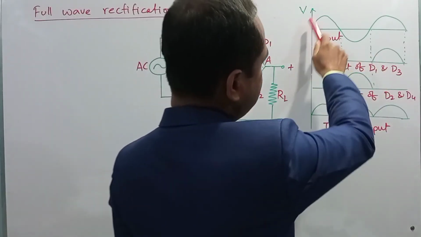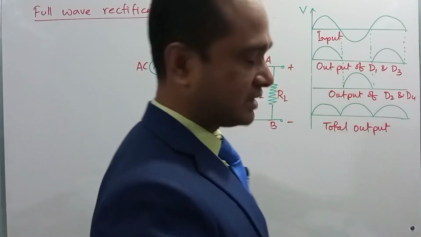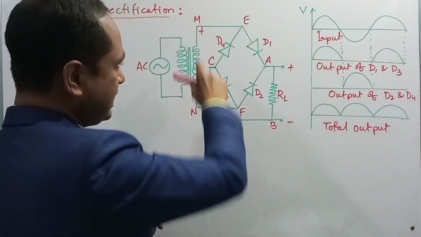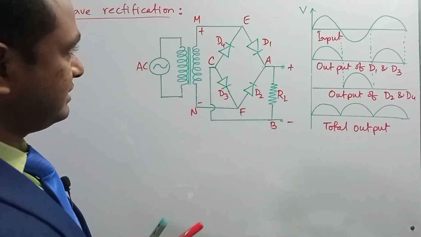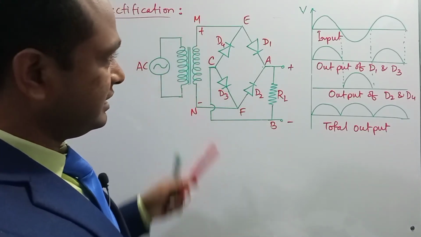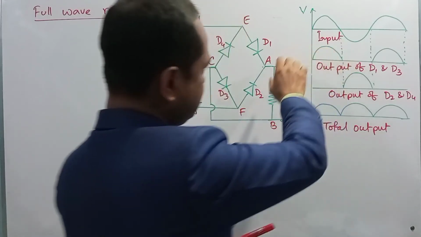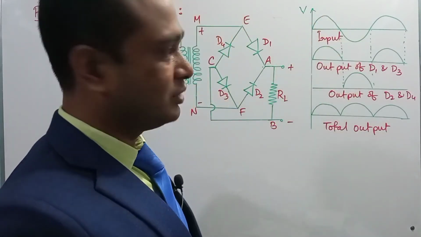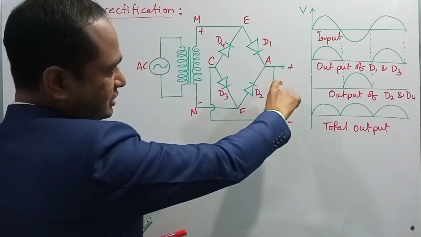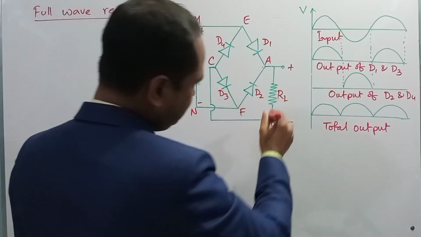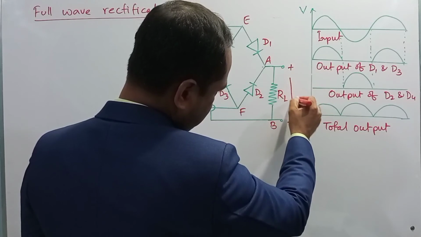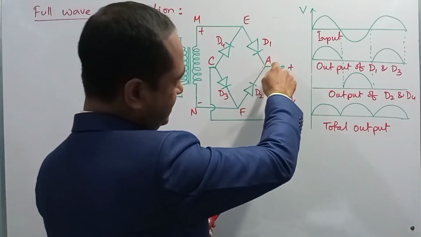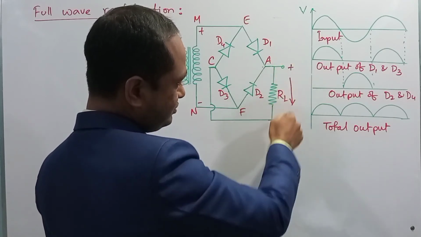Dear student, this indicates the input circuit, that is the alternating current. But due to the positive half cycle with respect to M and N, this half portion of the full wave cycle will be passed through the load resistance in this direction. So dear student, for the positive half cycle, the current will pass through the load resistance from A to B direction, okay.